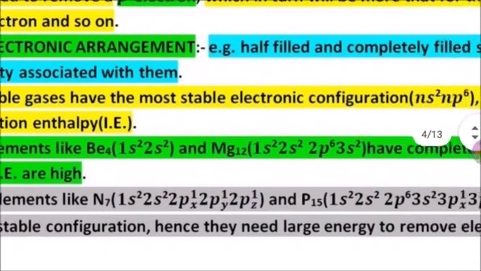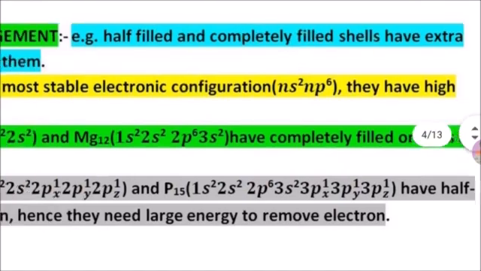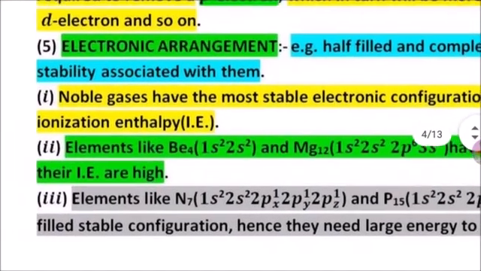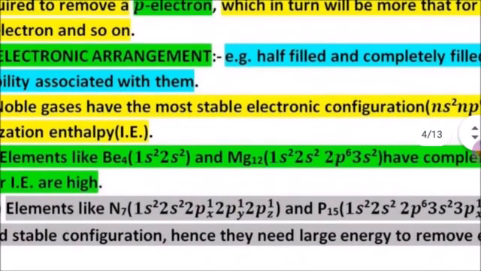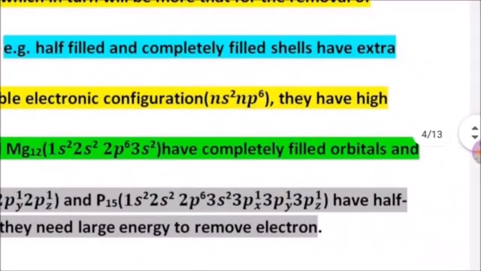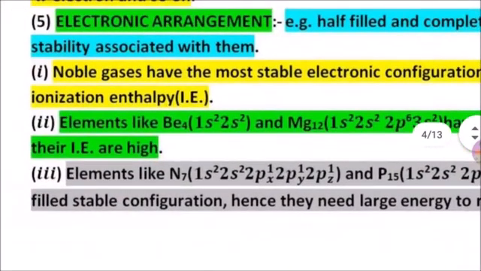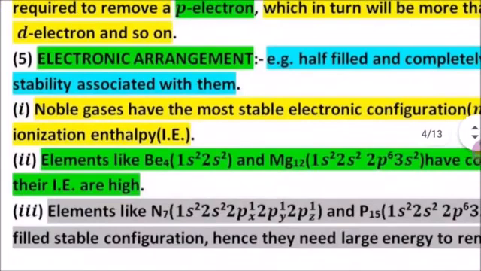Noble gases have the most stable electronic configuration, ns2 np6. They have high ionization enthalpy, and elements like beryllium, with configuration 1s2 2s2, and magnesium, 1s2 2s2 2p6 3s2, have completely filled orbitals and their ionization enthalpy is high. So if this type of question is asked, you can easily give the answer from the electronic configuration, because they are in a stable form, so their ionization enthalpy is high.